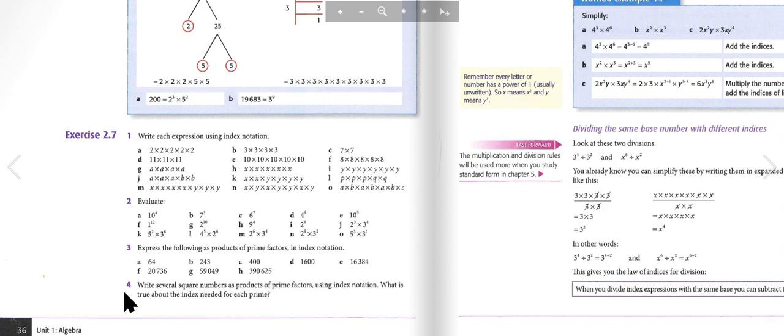Question 4. Write several square numbers as products of prime factors using index notation. What is true about the index needed for each prime?